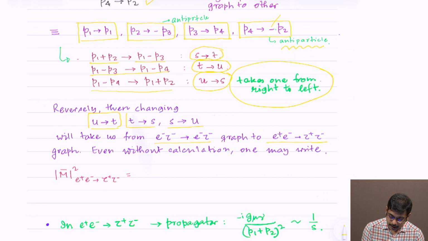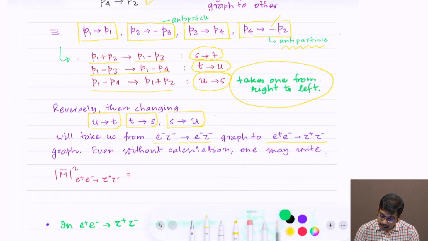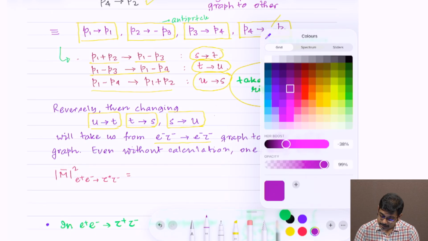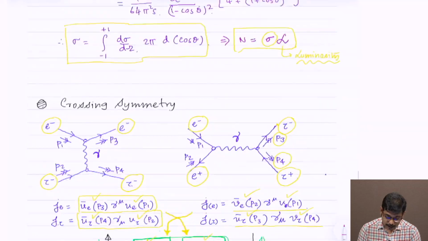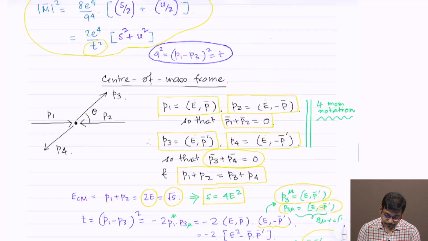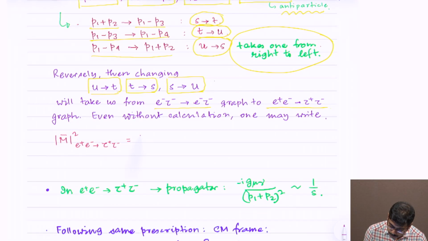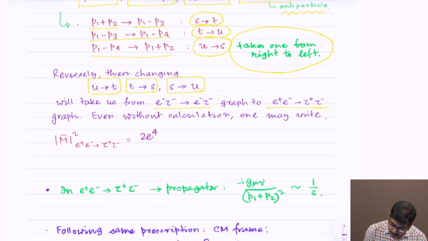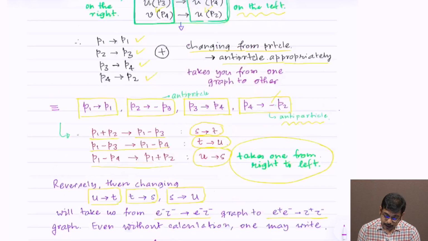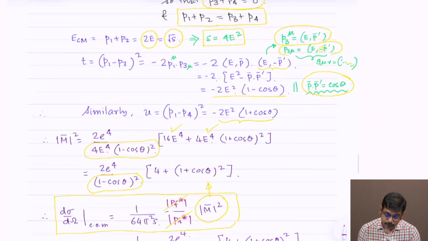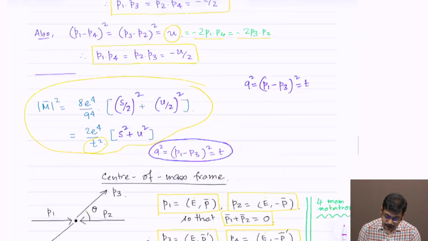So we say that if we just replace this, it is going to give us the matrix element square for E plus E minus to tau plus tau minus, and then let's try to write it from the expression that we had. This is 2 e to the power 4, T is becoming S. So this is S square. Inside the parenthesis, what we had essentially was A square plus U square.